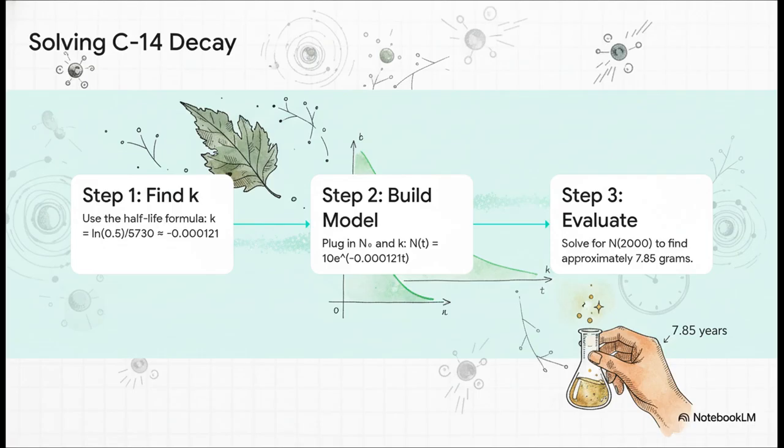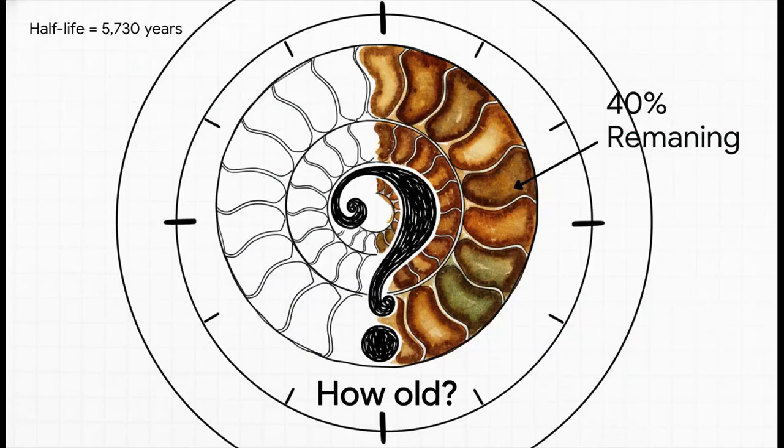And look at that, it gives us a negative k value, which is exactly what we expect for a decay problem, right? So we plug that k and our starting 10 grams into the formula, set t to 2,000, and we find out that after 2 millennia, about 7.85 grams will still be there. Okay, now for what I think is the most interesting kind of problem. We're flipping the script. This time, we know how much stuff is left, but we don't know how much time has passed. We need to find the age of a fossil that only has 40% of its original carbon-14 remaining.